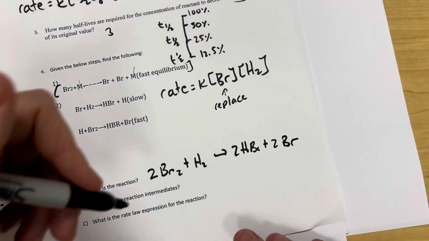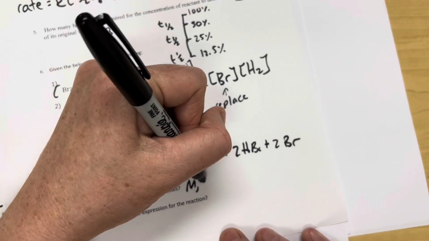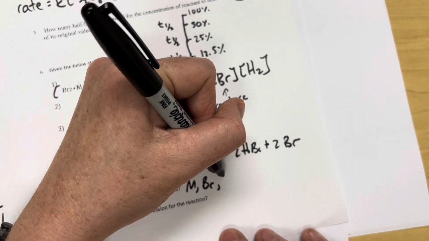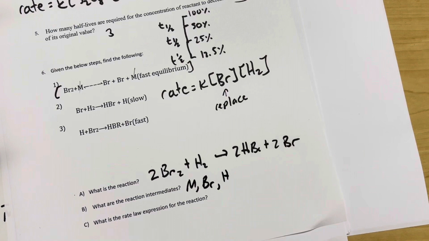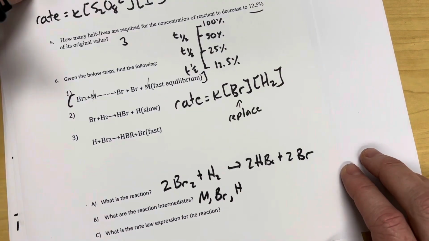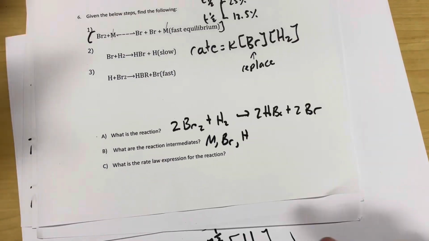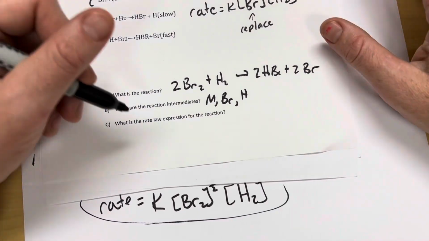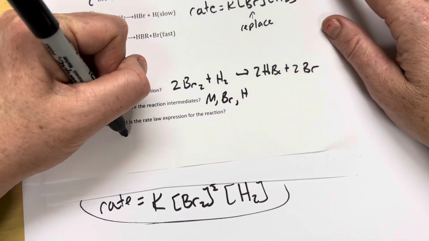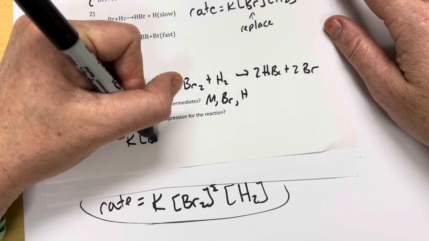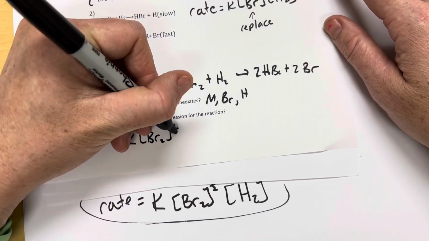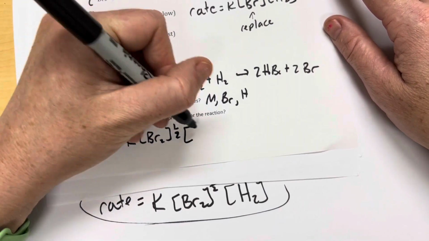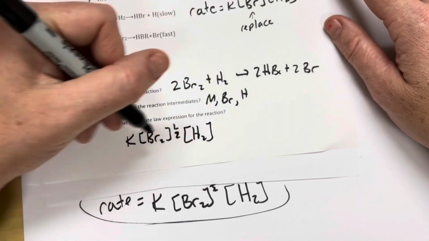What were the intermediates? We had M, Br, which is also a product, and H. Then it said, what is the rate law for the expression? Now we can write the rate law and be confident in it. It's no longer just made up stuff that might end up as a product. We're actually looking at the reactants, and it's k[Br2]^(1/2) times [H2].